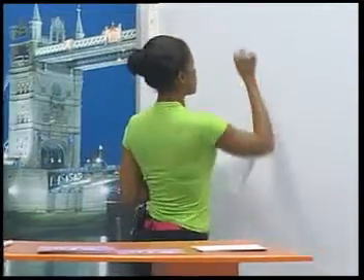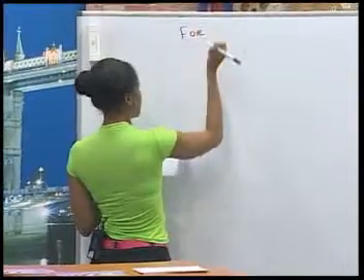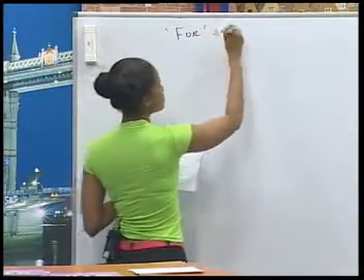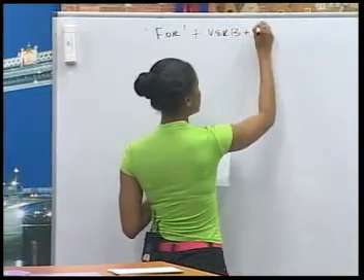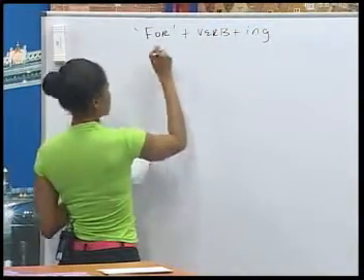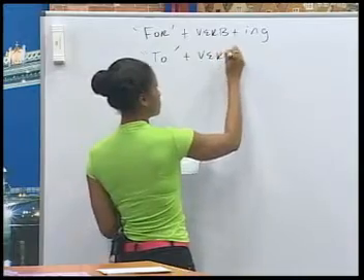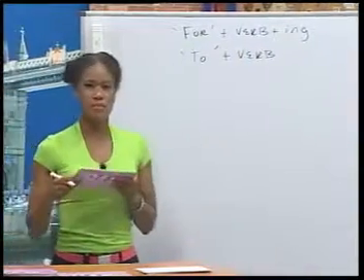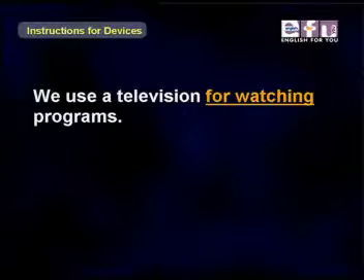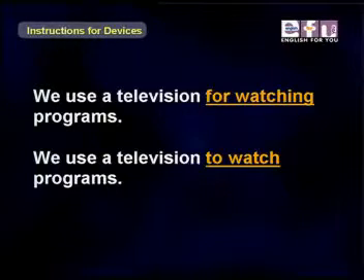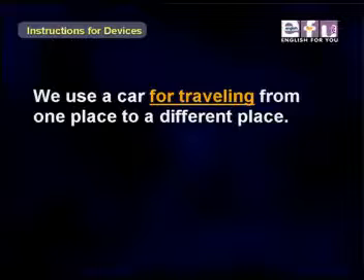Now, when we want to talk about how or why we use something like a machine, we usually use for plus your simple verb plus ing, or to plus your simple verb. Let's have a look at some examples. We use a television for watching programs. We use a television to watch programs. Have the same meaning.